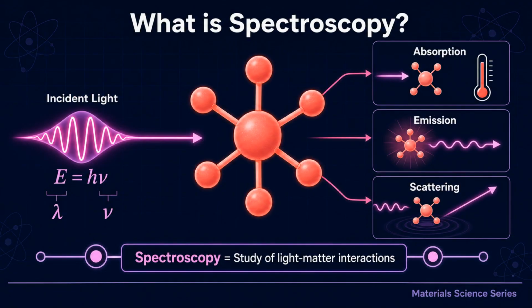At its core, spectroscopy is the study of light-matter interactions. When a photon with energy E equals h times nu approaches a molecule, three possible outcomes can occur. Absorption, where the molecule takes in the photon's energy. Emission, where the molecule releases energy as light. Or scattering, where the photon is redirected. These interactions depend on the photon's wavelength and the molecule's structure, forming the basis for all spectroscopic analysis techniques.